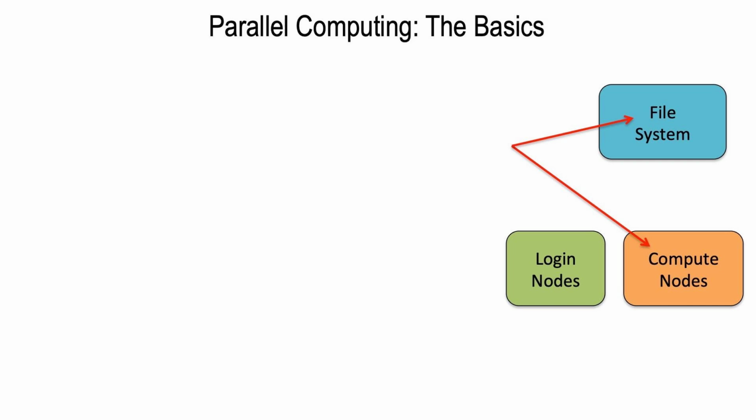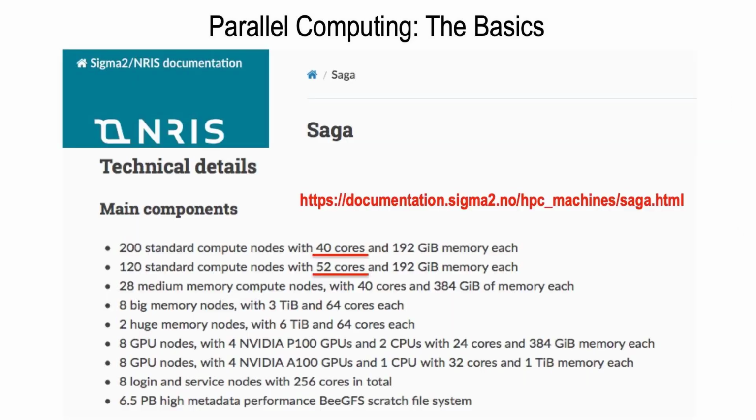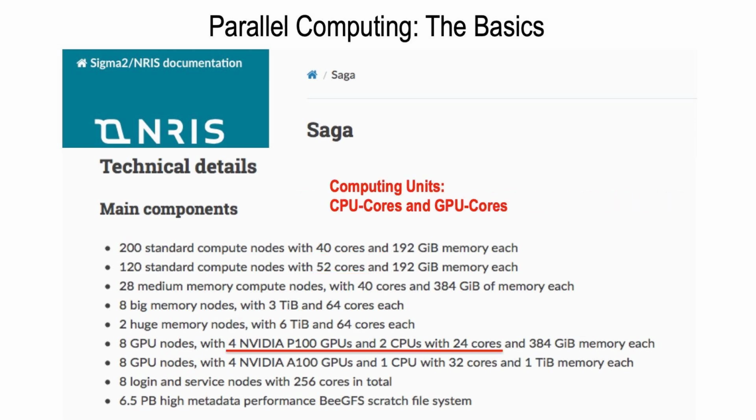Let us first talk about the computing units on the compute nodes of the Saga Linux cluster. On the Sigma2 online documentation site, there's an overview of the nodes where we learn that normal compute nodes have either 40 or 52 cores. Additionally, there are 8 compute nodes equipped with 4 NVIDIA P100 GPUs and 2 CPUs with 24 cores. Now, you might find the terms CPU, GPU and cores a bit confusing. The computing units here are the CPU cores and GPU cores.